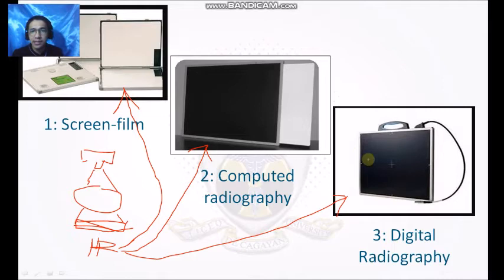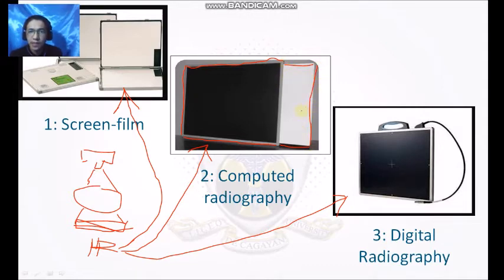That is still the same with computed radiography and digital radiography. We also have phosphor layers. They can be integrated or constructed with phosphors. For example, this is the imaging plate. This is the cassette for computed radiography, and the imaging plate is what is inside of the cassette, which contains phosphor.